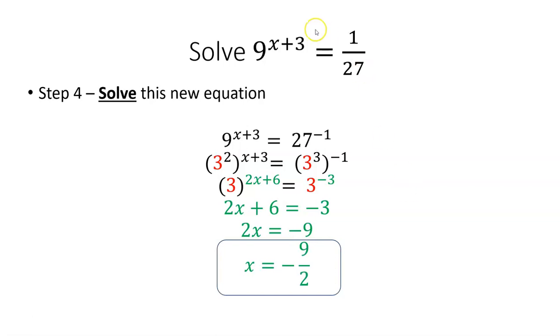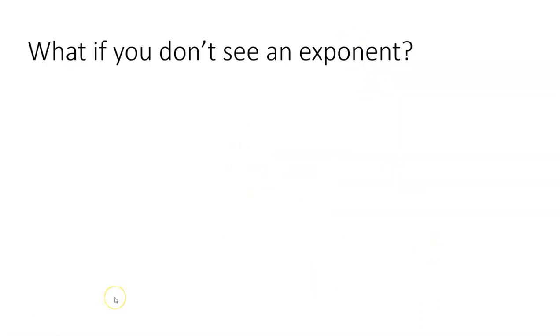If you want to plug it in to see if it works, negative 9 halves plus 3, that would be negative 9 halves plus 6 halves is negative 3 halves. And the square root of 9 is 3. Cube it, and that's 27. And the negative part of the exponent sends it downstairs into the denominator. It does work out. Checking it is optional. If you've done all your math correct, you'll be okay.